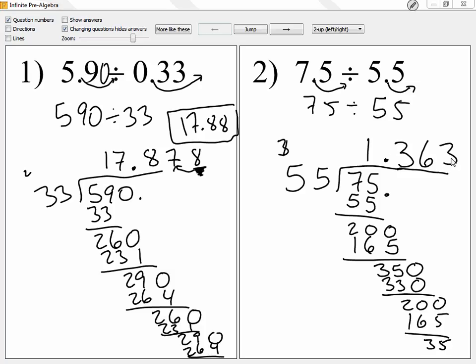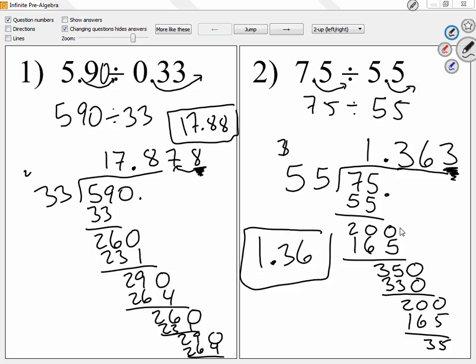I said to stop when we had 3 decimal places, which is the case. I look at the third decimal place here. It is too small. And remember, what I call too small is 4 or less. So it is too small. So I'm just going to call my answer 1.36. If my third number was 5 or more, I would have called this 1.37. But because this 3 is too small, I'm just going to leave it as 1.36.